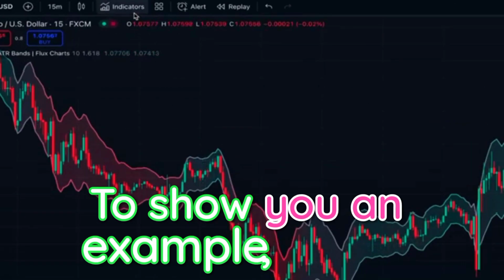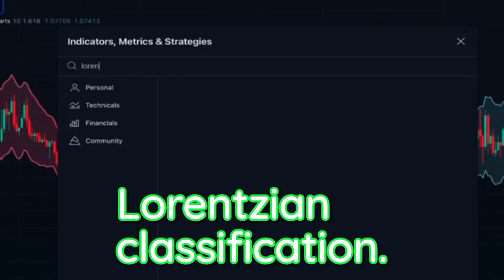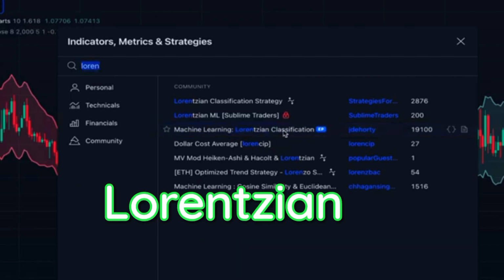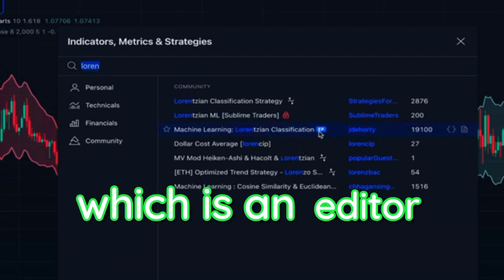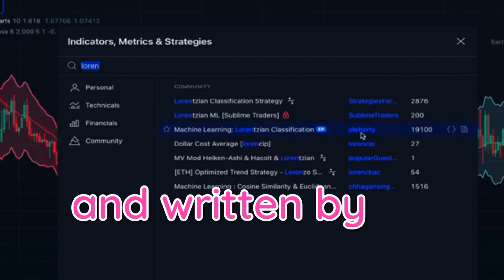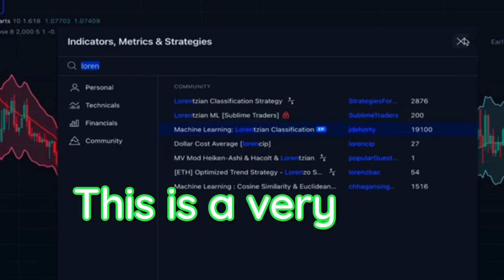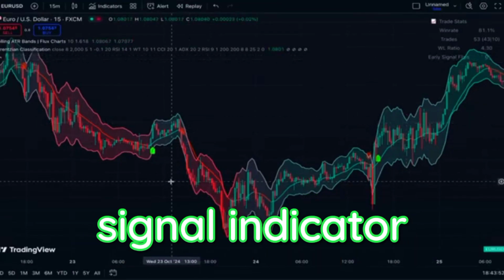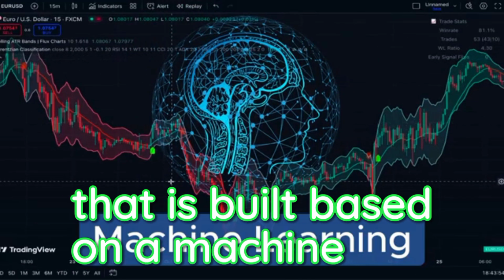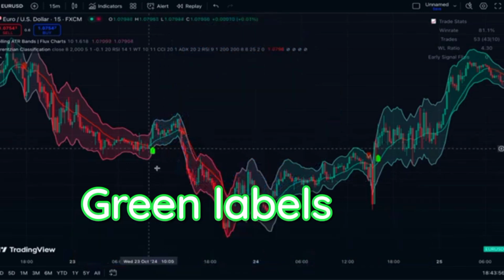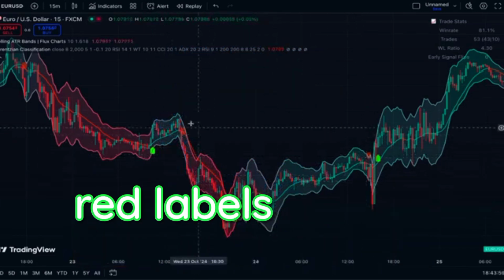To show you an example, I add Lorentzian Classification. This one, Machine Learning: Lorentzian Classification, which is an Editor's Pick indicator and written by jdehorty. This is a very powerful buy-sell signal indicator that is built based on a machine learning algorithm. Green labels are buy signals and red labels are sell signals.